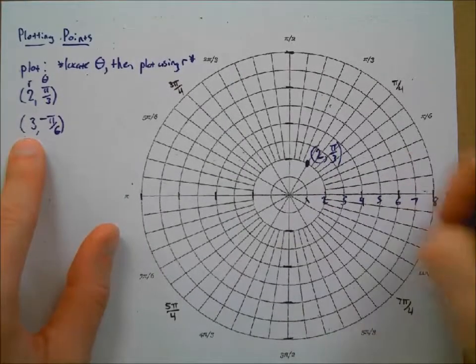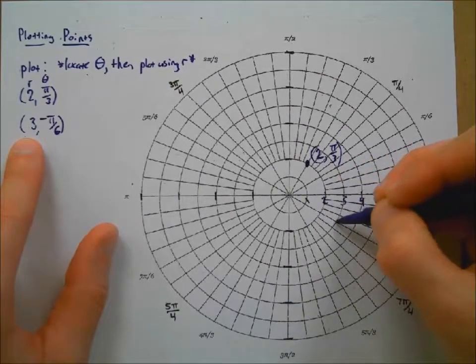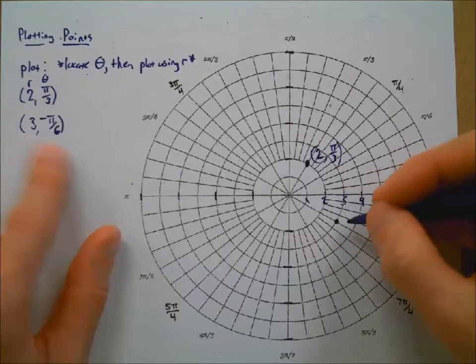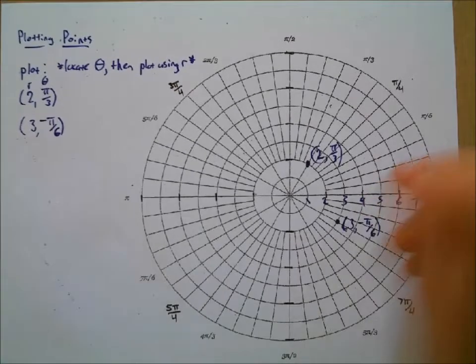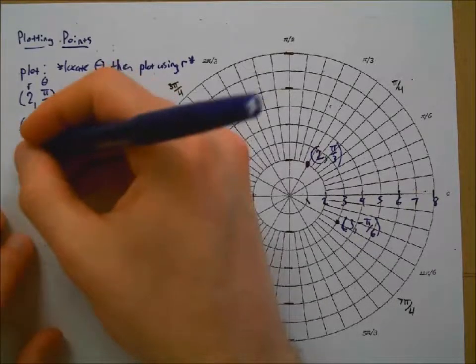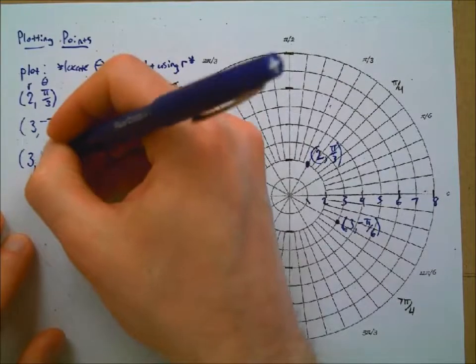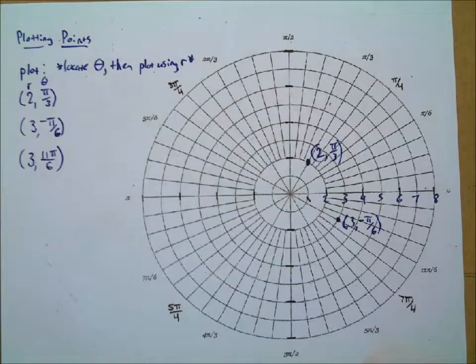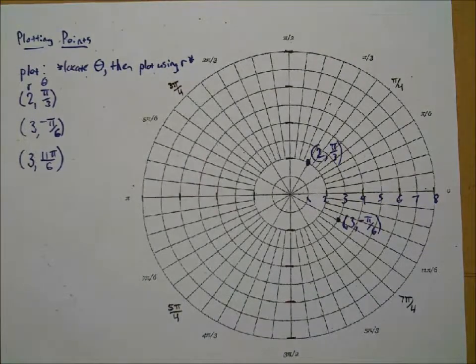So from the pole, 1, 2, 3. There's the 11 pi over 6 right there. Or sorry, the 3 comma negative pi over 6. Okay, so there's our point right there. Now, what if I wanted to plot 3 comma 11 pi over 6? Where would that 3 comma 11 pi over 6 be? The same location.